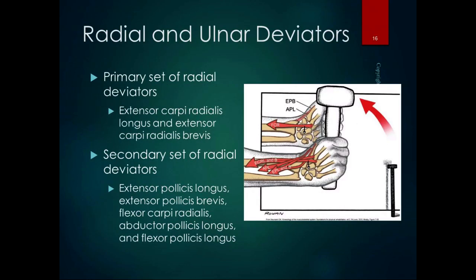So the primary set of radial deviators is the extensor carpi radialis longus and extensor carpi radialis brevis. And then the second set of radial deviators is the extensor pollicis longus and brevis, the flexor carpi radialis, and the abductor pollicis longus and flexor pollicis longus. So we have primary and secondary radial deviators. So radial deviation is probably a pretty important task, since we have so many muscles that do it, when you think of it that way.